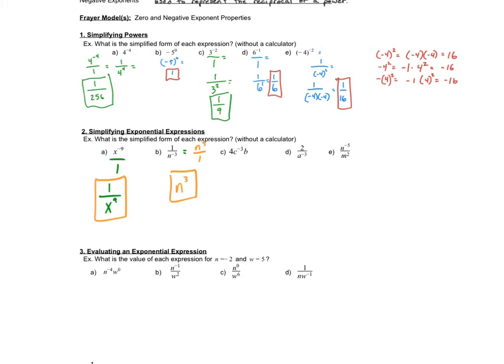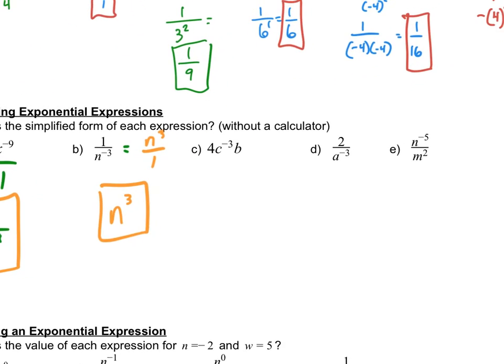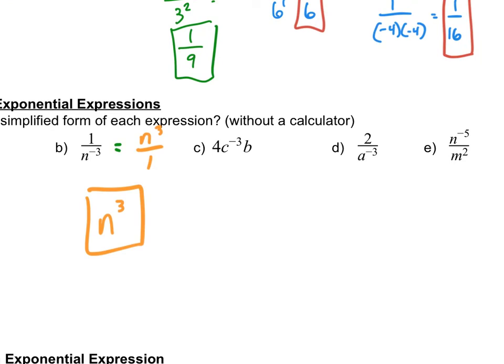Looking at C, I think one way to do this is go ahead and separate. We know that what's going on in C here is 4c to the negative third b, which we know that, hey, there's multiplication going on there. We just don't have the sign because it's not necessary. It's understood. So here we would have 4 over 1 times c to the negative third over 1 times b to the first over 1, and I guess I forgot to put 4 to the first there.